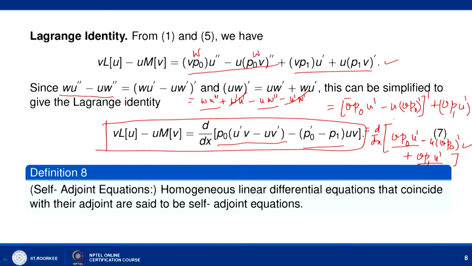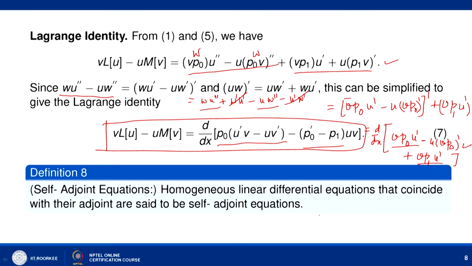So when you simplify this, you will get this. And now let us consider this Lagrangian identity. It is very useful, and we will see how it is useful in further lectures. So now we define one more important type of equation, which is known as the self adjoint equation. Homogeneous linear differential equations that coincide with their adjoints are said to be self adjoint equations.